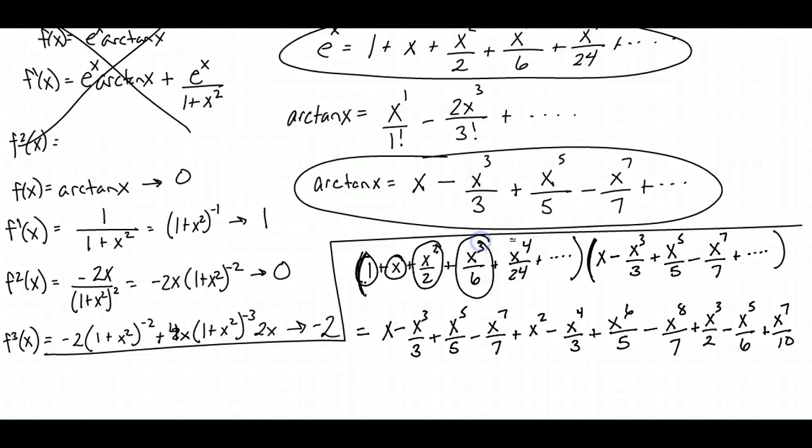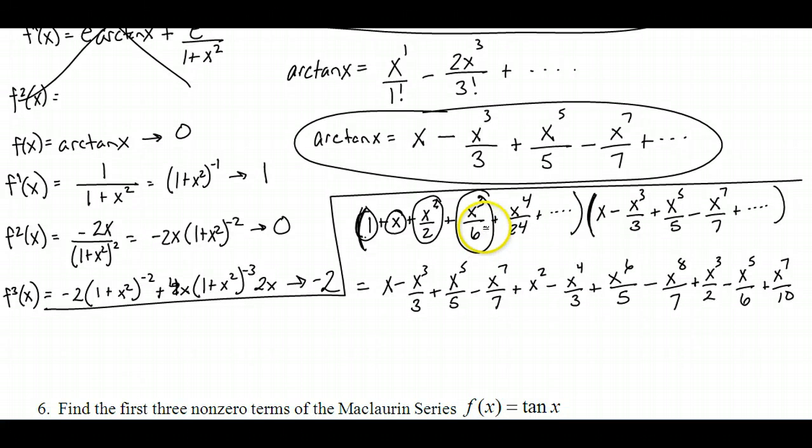Take your next term, multiply it through, and I'm running out of room, so I'm going to go down below and say, all right, if I multiply that through, that's a positive x to the 4th divided by 6. Multiply it to the next one, it'll give me a negative x to the 6th divided by 18.